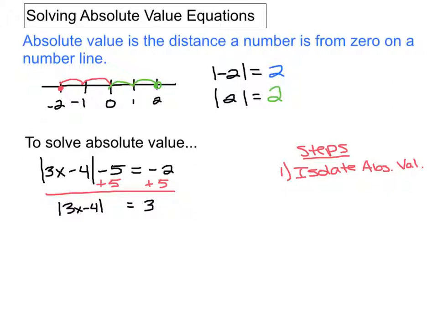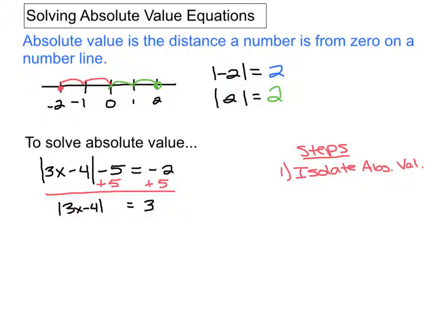Now that we have isolated the absolute value, as you can see, there's nothing being added or subtracted to it. There's nothing being multiplied, and there's nothing being divided. So it's all by itself. Now we're going to split it into two equations, because we saw up here that the absolute value can be two different numbers. The absolute value of negative 2 and 2 both work. So we need to work with both situations.